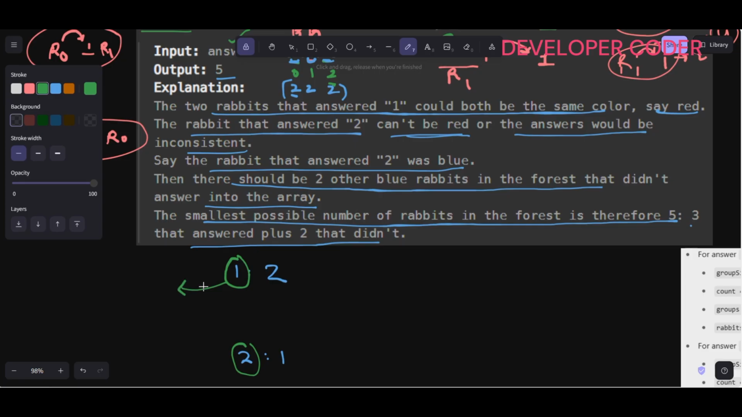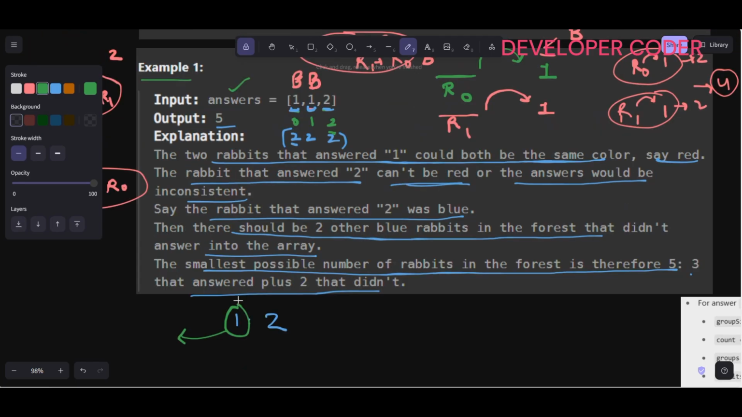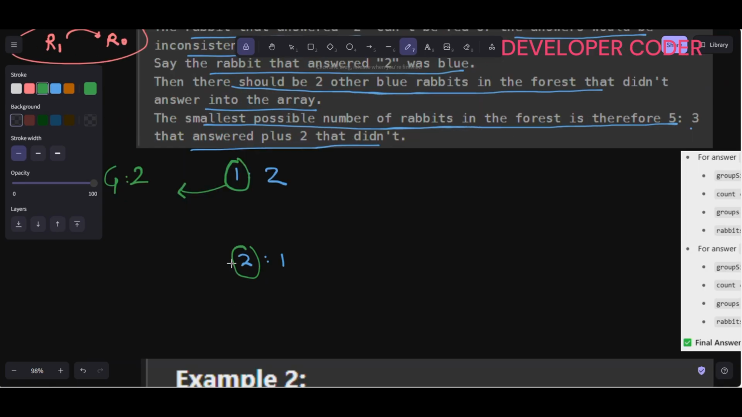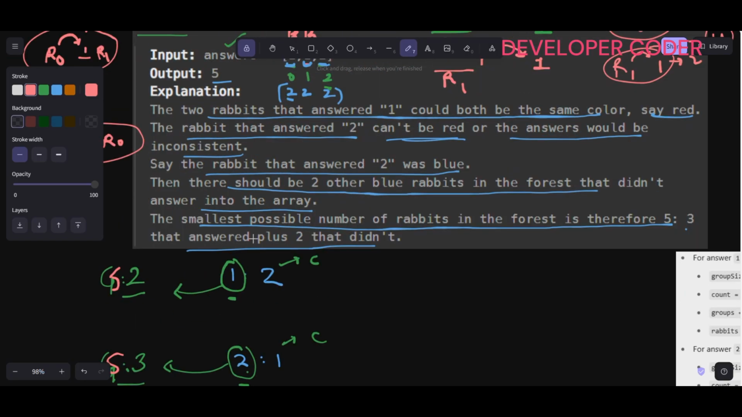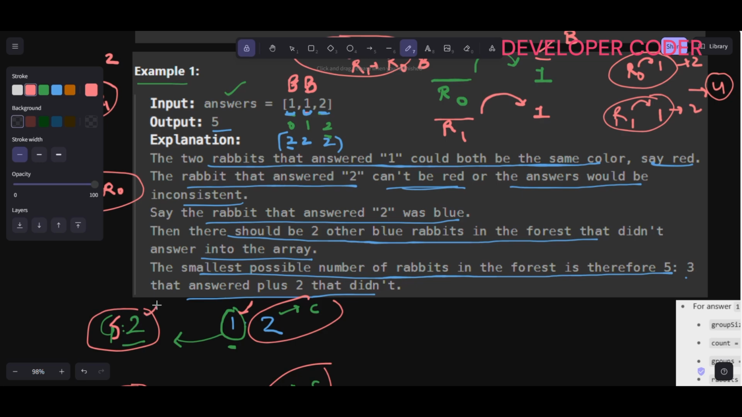Here, what does this mean? This one means that there is one other rabbit other than himself having the same color. So I can say that this group has size 2, right? Same way here I can say this group has size 3. This is nothing but group size. Let me write it as GS for clarity. So this has group size 2 and this has group size 3, and these are the count values. Now here we know that group size is 2 and count is 2.